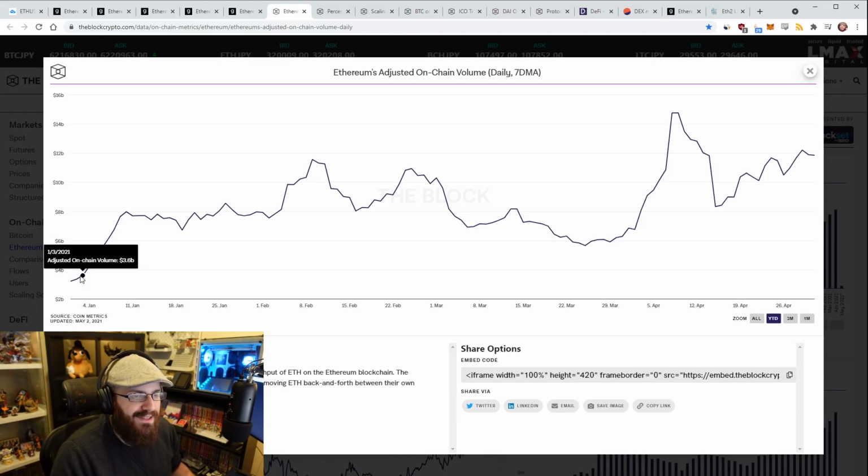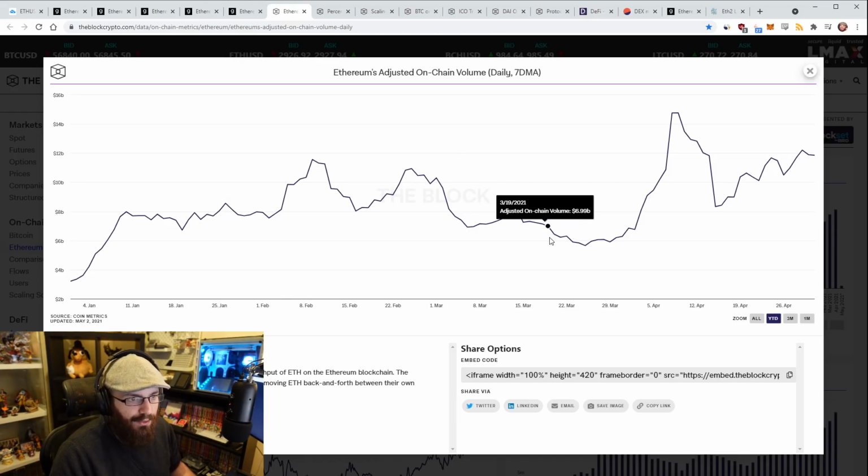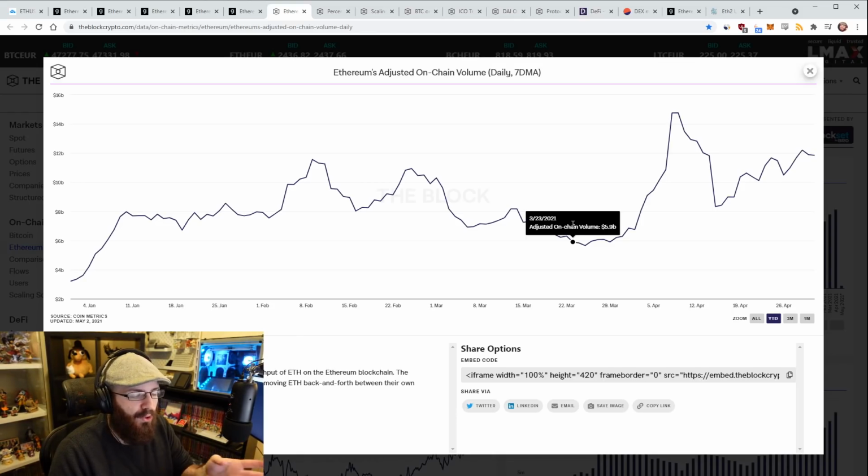So what that means is that the Ethereum network is processing in volume. I mean, it's kind of like stipulated here. The adjusted transaction volume is a measure of the economic throughput of ETH on the Ethereum blockchain. So this only counts ETH. This doesn't count tokens or anything like that. This doesn't count other value being settled on the network, other kind of value flowing back and forth within the network.